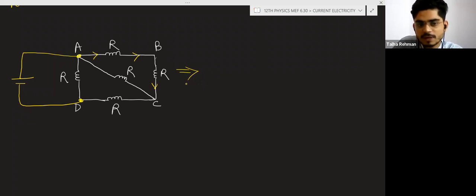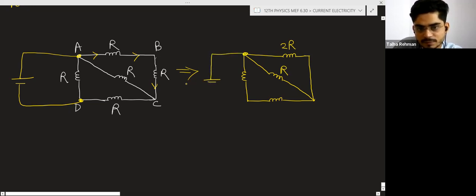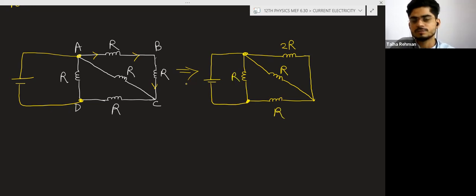We don't know about this and this, so first just modify the circuit, make this like this. This and this are in series, so I can write this as 2R, because in series we can add the resistances. R and R become 2R, and this is R, and here is a point where the battery or cell is connected. And this is R again, and this is R again.